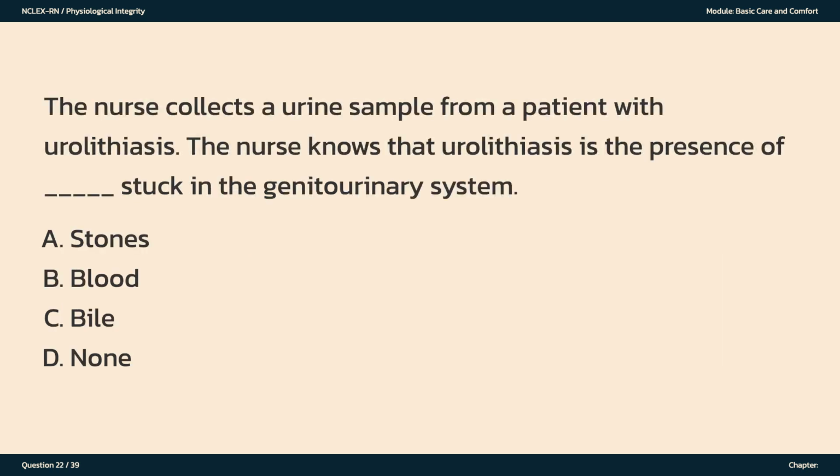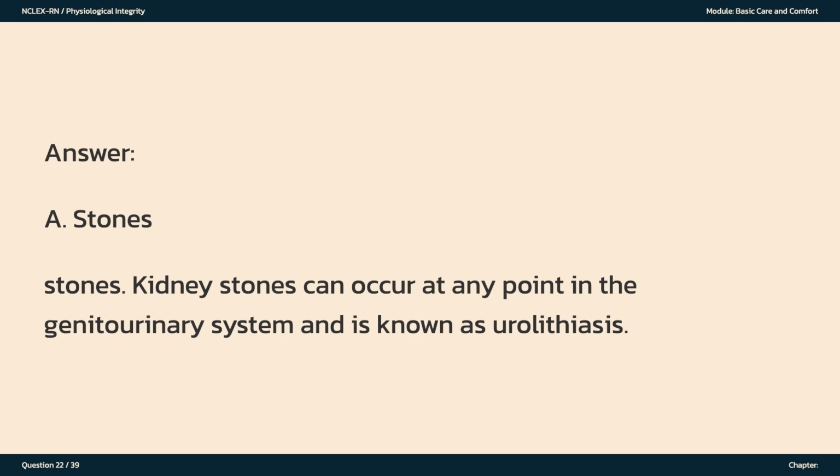The nurse collects a urine sample from a patient with urolithiasis. The nurse knows that urolithiasis is the presence of dash stuck in the genitourinary system. A. Stones. B. Blood. C. Bile. D. None. The answer is A. Stones. Kidney stones can occur at any point in the genitourinary system and is known as urolithiasis.